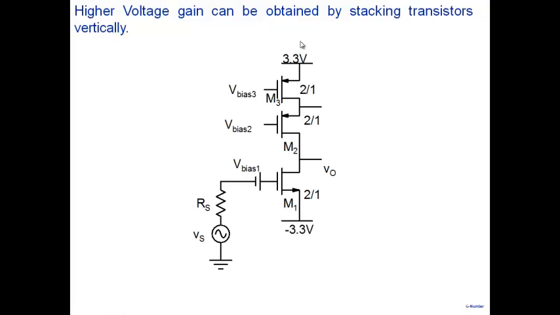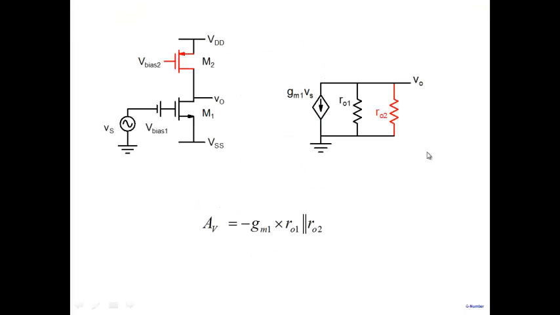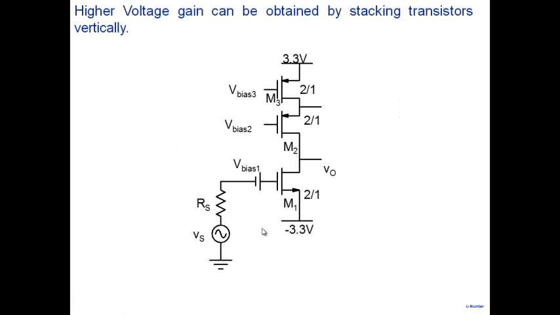Will become very large. And therefore, effectively what you have done is, this R02, the resistance looking up, becomes much, much larger than R01. And therefore, your gain will become primarily equal to gm1 times R01. And if R01 and R02 are the same, let's say, then effectively what you've done is you've doubled the gain. So one way of increasing the gain of this particular amplifier is that you add another transistor M3 here.